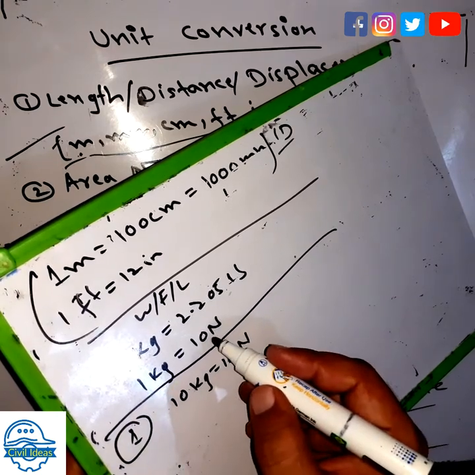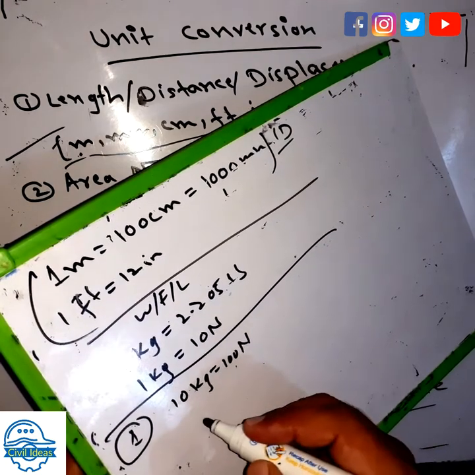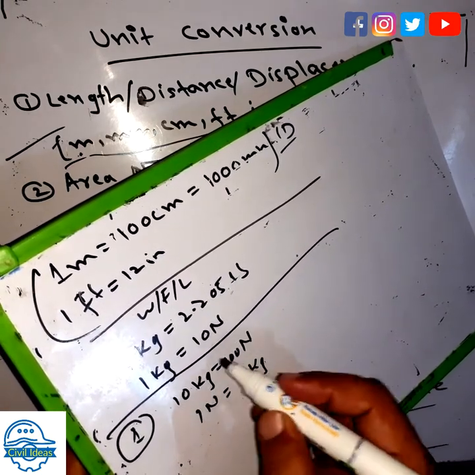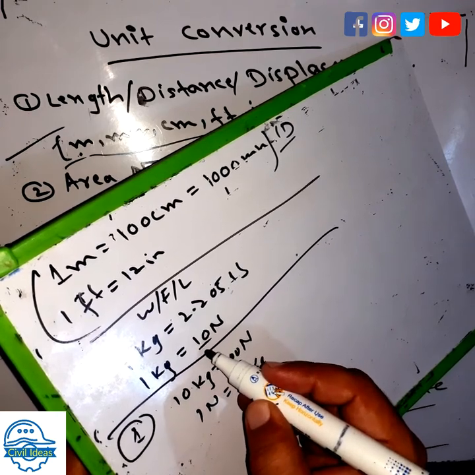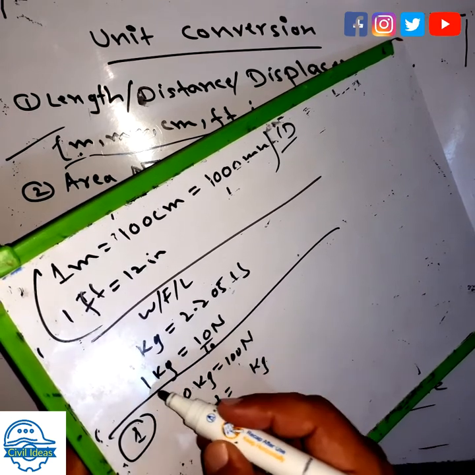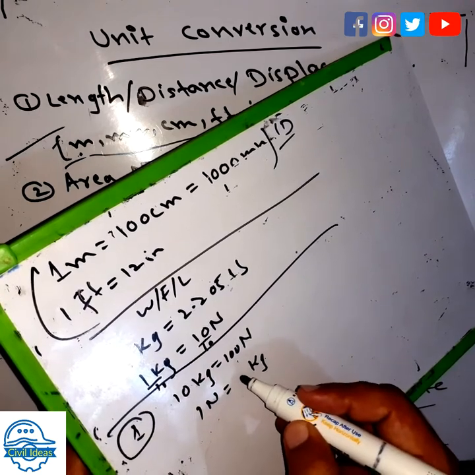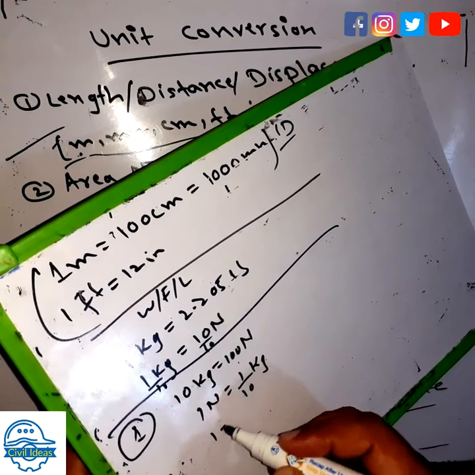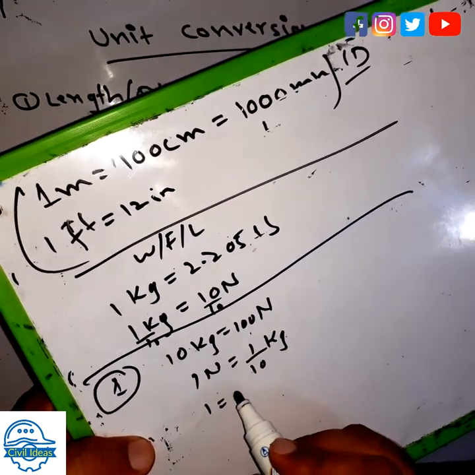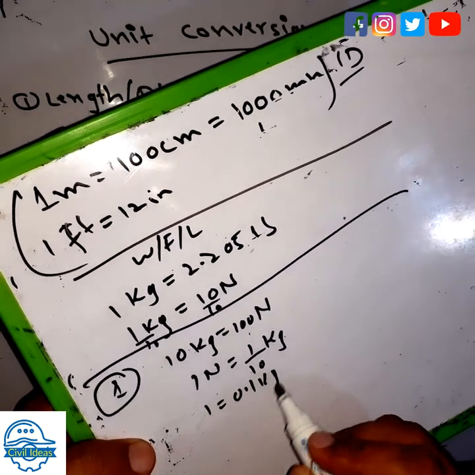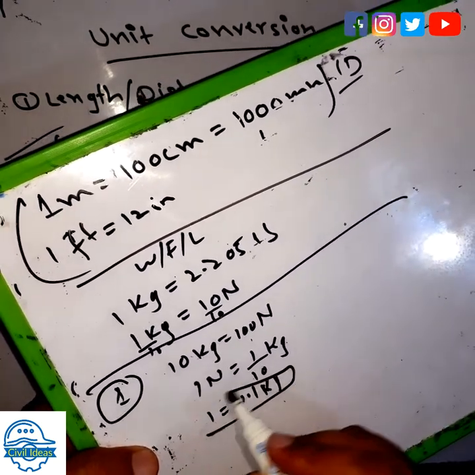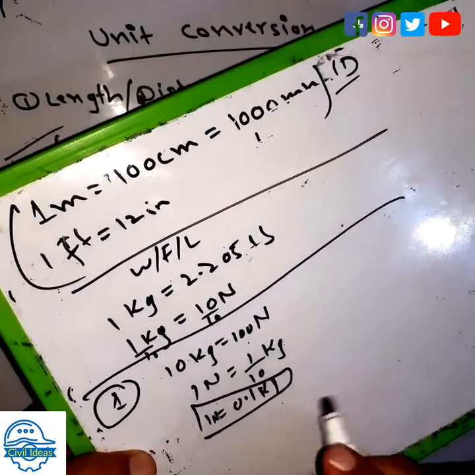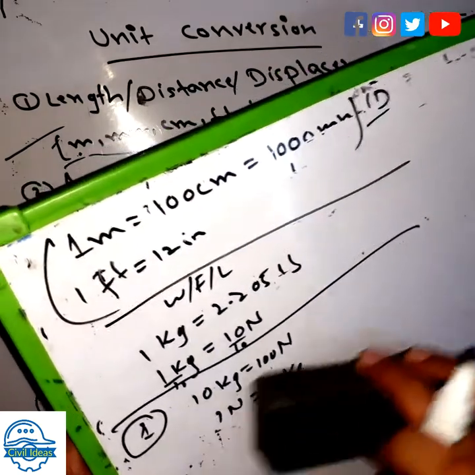But now if you want to find how much 1 Newton is in kg, what you have to do is divide by 10 on both sides. Then you will get 1 divided by 10 kg, that is 0.1 kg. This is very simple. 1 Newton is equal to 0.1 kg. This is the simplest one.